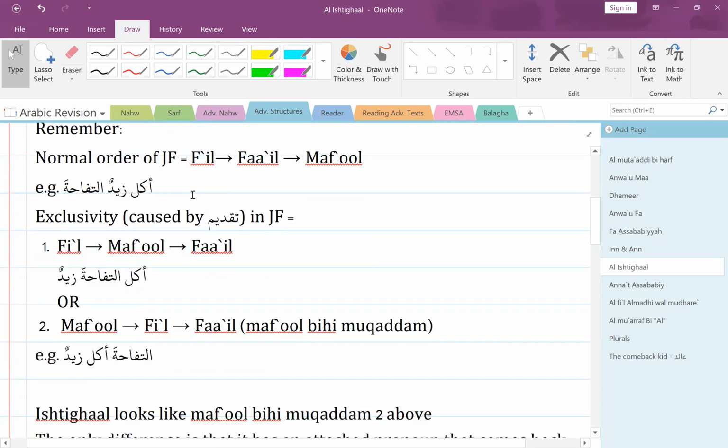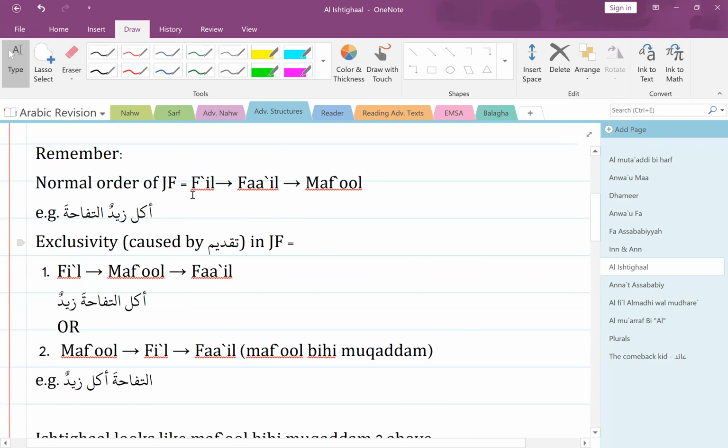Now, before we even talk about al-ishtighaal, there's something important we need to remind ourselves. We need to revise, okay? So remember, the normal order of a jumla fi'aliyah is what? It's fi'l, then the fa'il, then the maf'ul. That's the normal order of a jumla fi'aliyah. Remember, when we're looking into a jumla fi'aliyah, we ask ourselves, what's the fi'l? What's the fa'il? What's the maf'ul? That's normal. That's the basic order. For example, أكل is the فعل, زيد is the فاعل, التفاحة is the مفعول. Normal جملة فعلية order: فعل, فاعل, مفعول. Okay? So this is our فعل, this is our فاعل, and this is our مفعول. So that's our normal order.